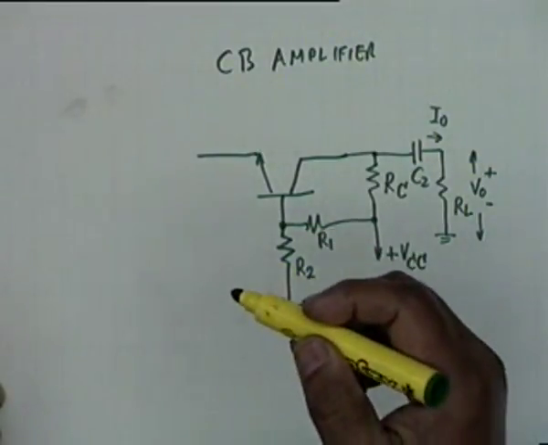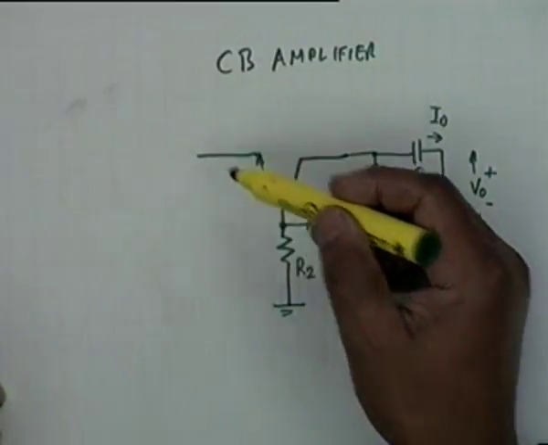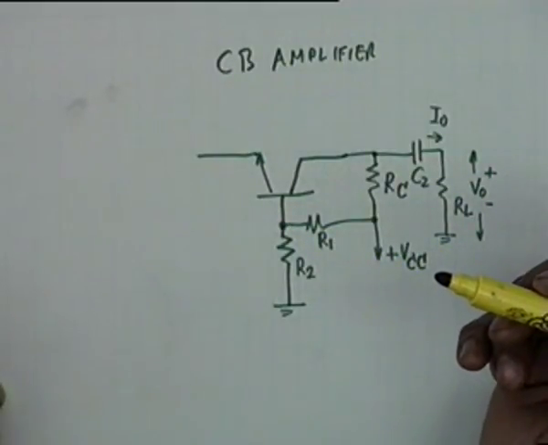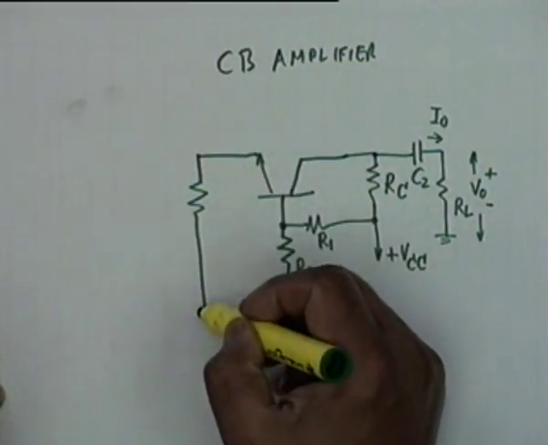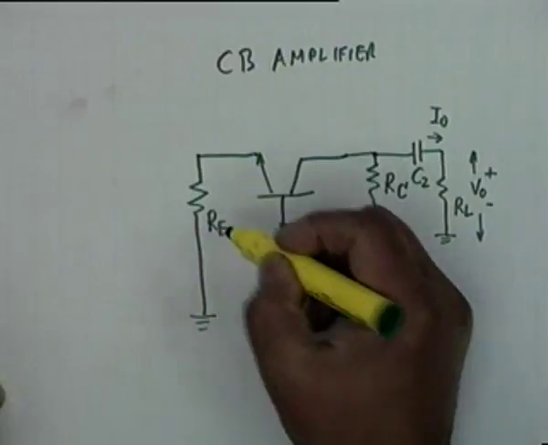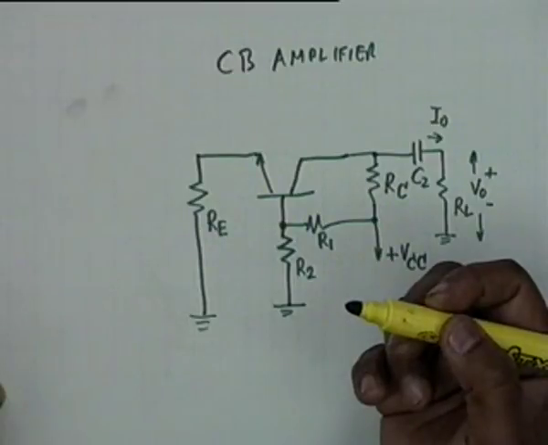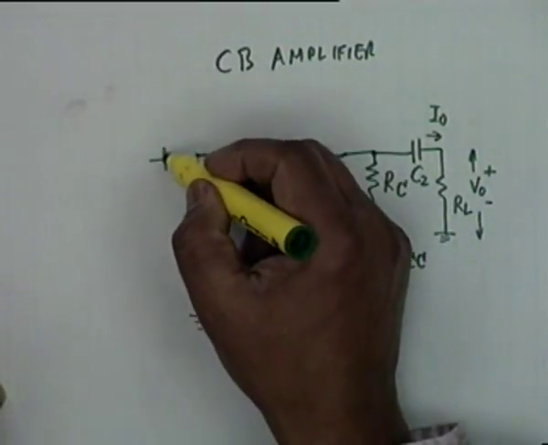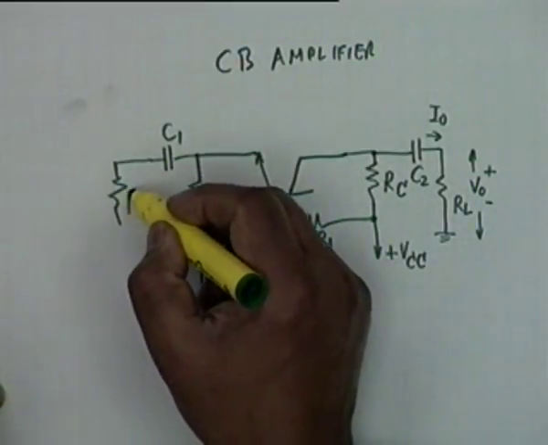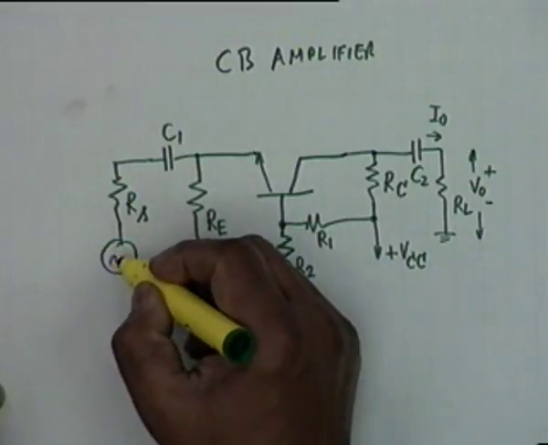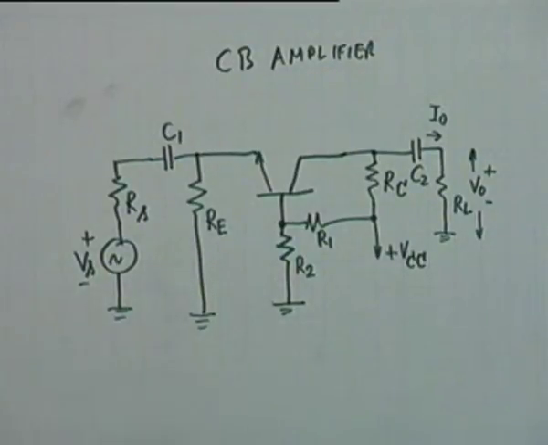Now at the input, obviously, if I have to connect between emitter and base a source, I cannot make it short. I have to use a resistance, okay? And this resistance cannot be bypassed, right? Because if it is bypassed, then the source, the AC signal, cannot be applied. So we must have a coupling capacitor C1 and the source, the usual story, RS, and the source is VS. This is my common base amplifier, okay, the total circuit.